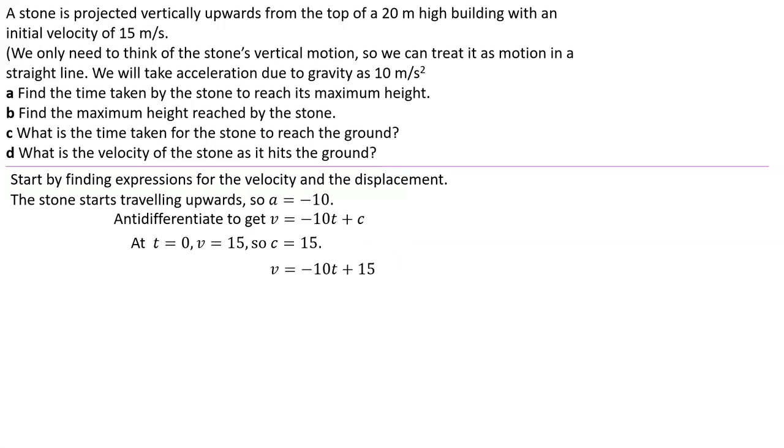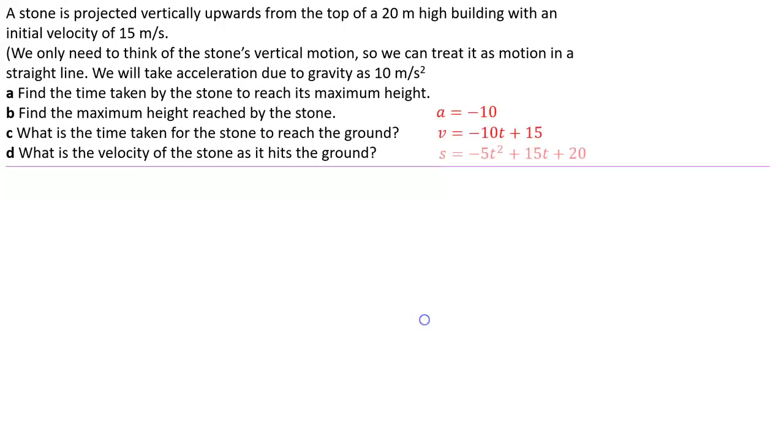We can do the same thing for the displacement. We anti-differentiate the velocity. Remember that there is going to be a constant here. I've called this d for displacement, but also to differentiate it from the c that I've already used up here. Because the building is 20 meters high, and we're taking the floor, the ground, to be d equals 0, when t equals 0, my displacement is 20, and so d is equal to 20. And so that's my formula for my displacement.